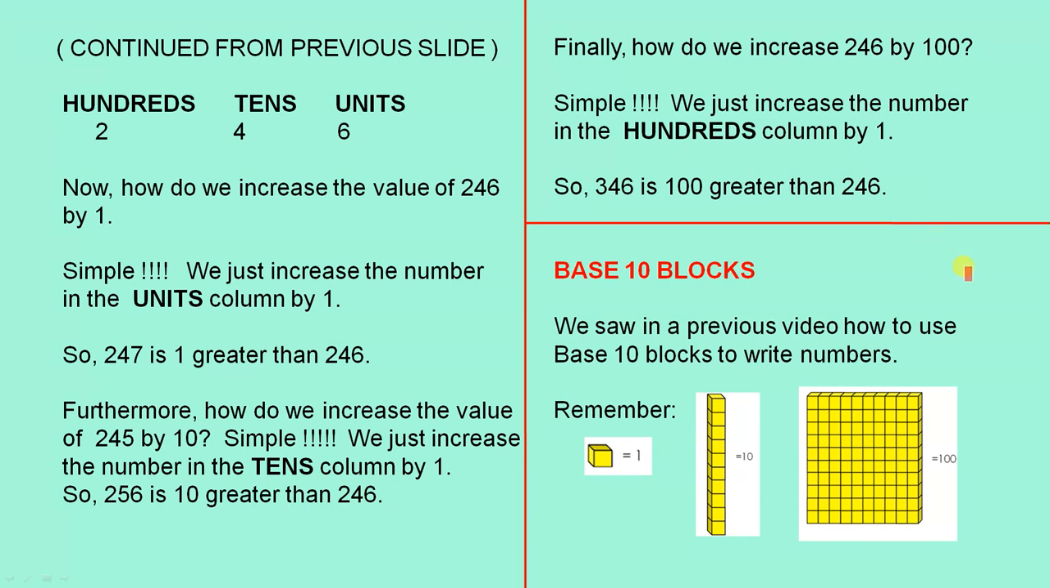Let's have another quick look at base 10 blocks. We saw in a previous video how to use base 10 blocks to write numbers. And remember, the little cube stood for 1. These little cubes, 10 of them on top of each other, form a straight diagram like that. That represents 10. And this flat here represents 100 because it's 10 by 10. And we saw that in the previous video.